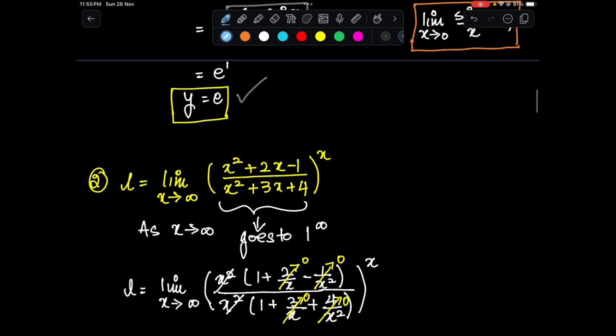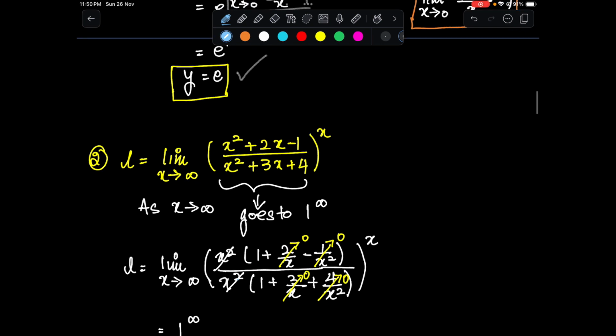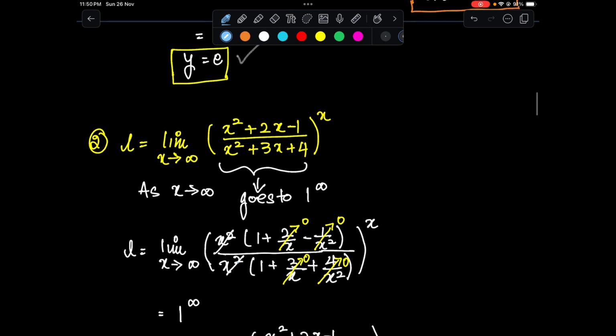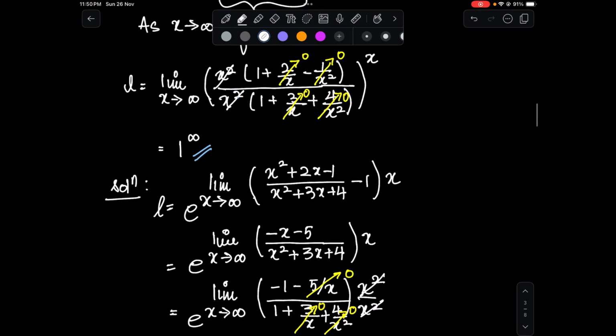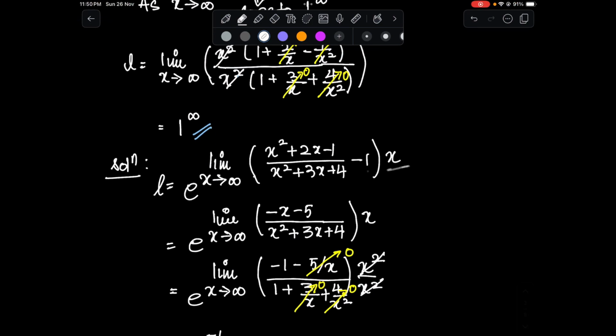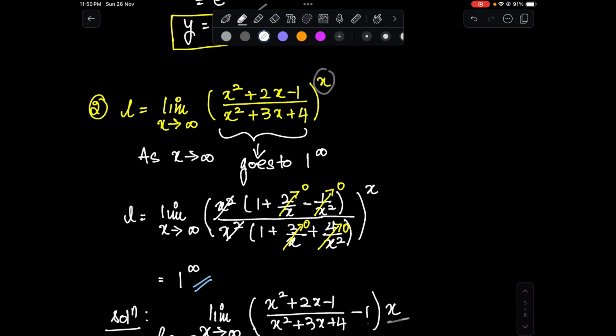First of all, you need to take x square common. Once you do that, you will see that when you take the limit, everything goes to 0, right? And you will be left with 1 to the power x. When x goes to infinity, you will get this form. So this is giving me 1 to the power infinity form. Alright. Now let's see how you deal with this problem. Of course this is the base, you need to subtract 1 from it and then multiply the power that you have over here with the function.